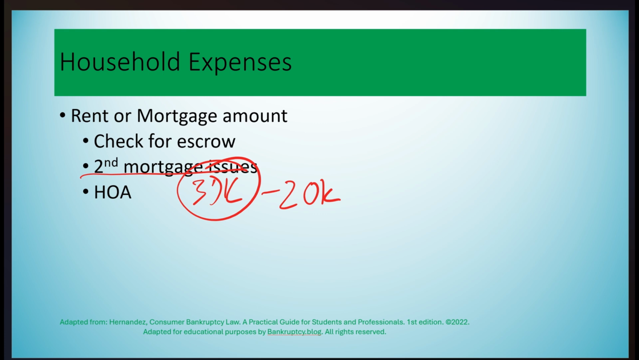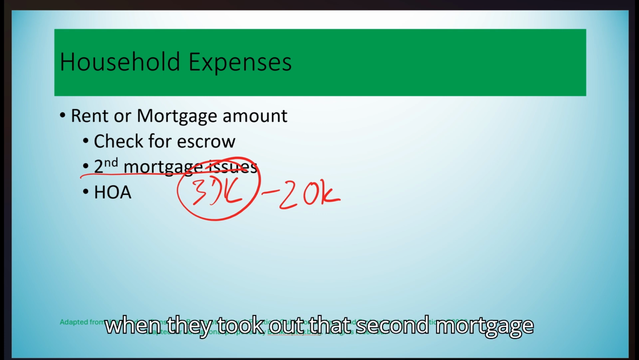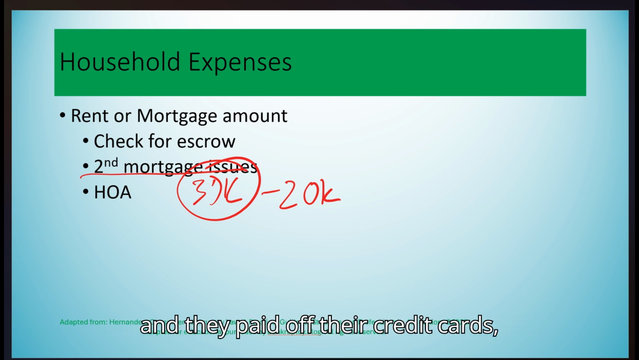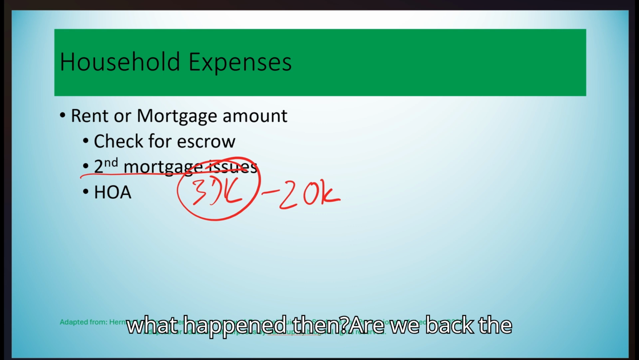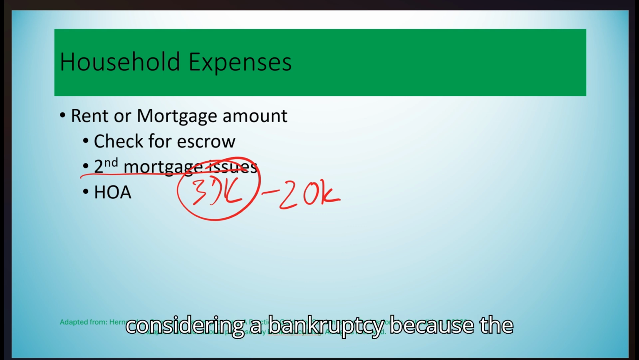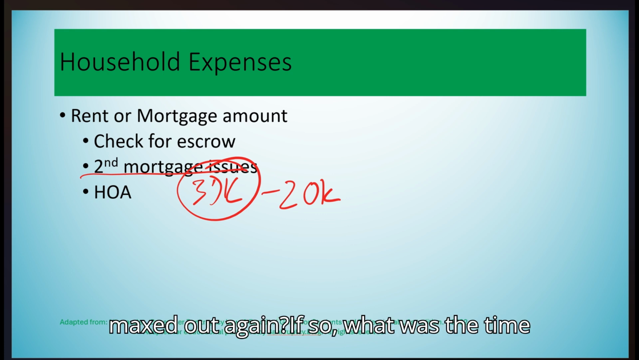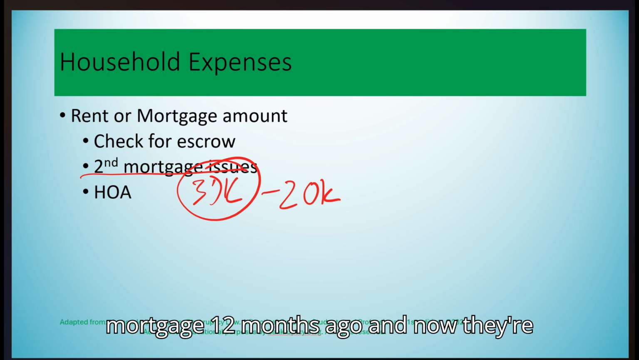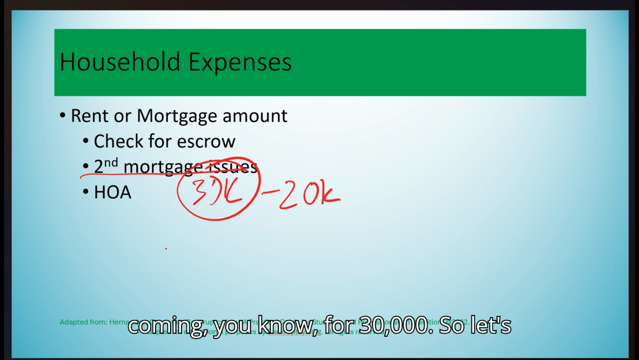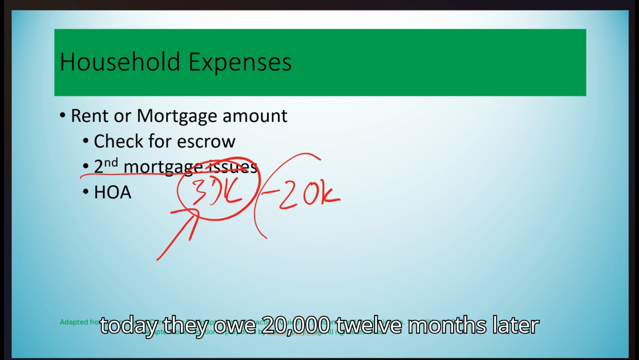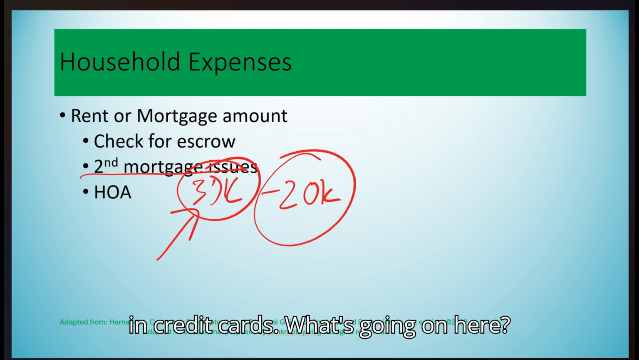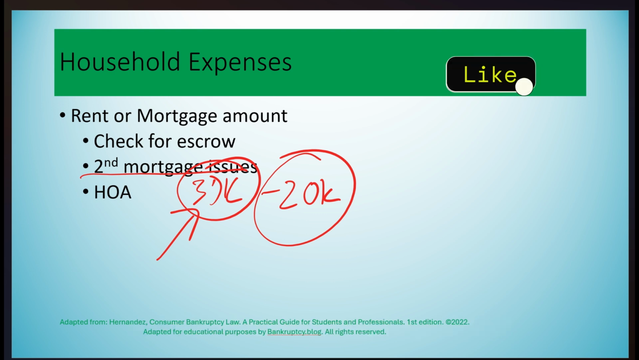But when they took out that second mortgage and paid off their credit cards, what happened then? Are we back to considering a bankruptcy because the credit cards have been all jacked up and maxed out again? If so, what was the time frame? So if someone took out a second mortgage 12 months ago for 30,000, and today they owe 20,000 in credit cards 12 months later, what's going on here?